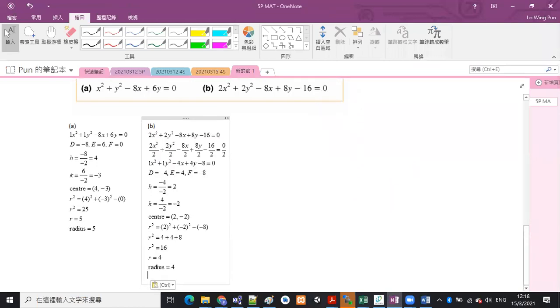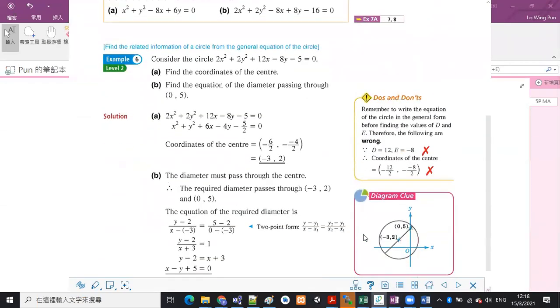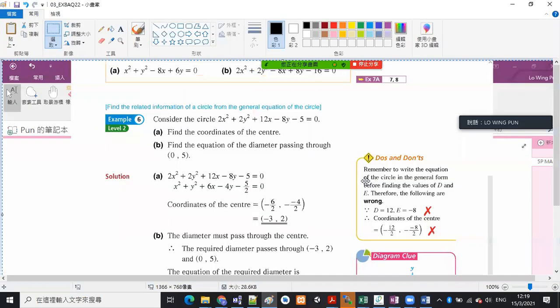Okay, that is the answer of part B. Is that okay? All right. Let us do one more example here. Example 6.